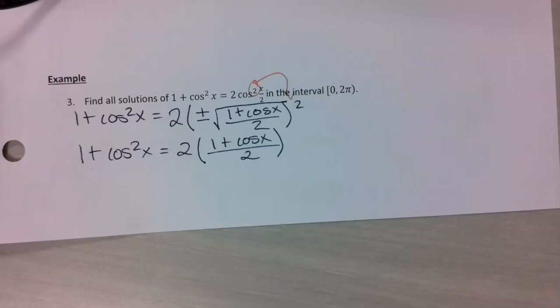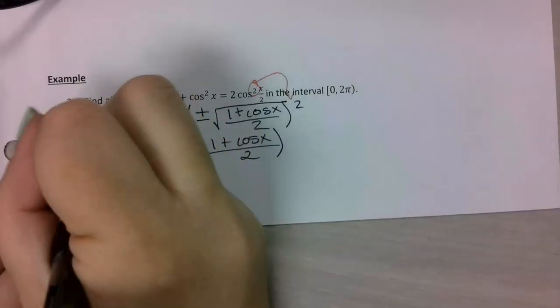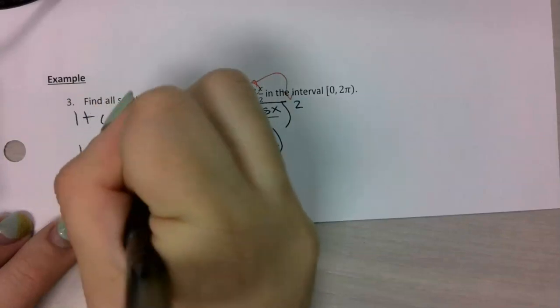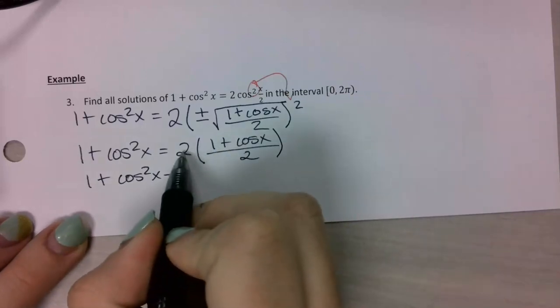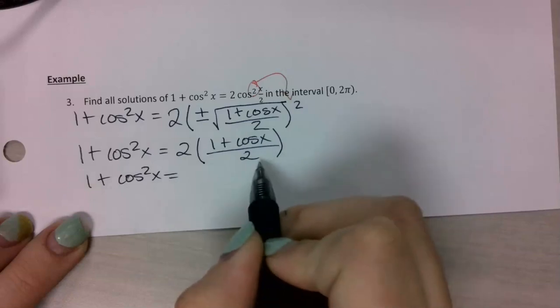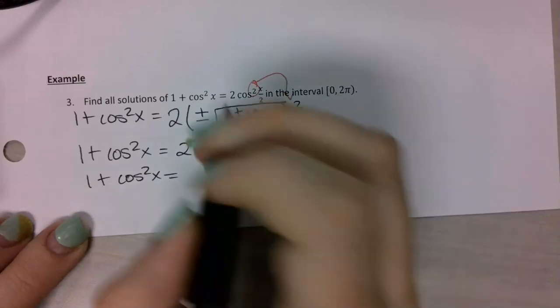Okay. Then what do you guys want me to do next? Well, how do I solve? Okay, so when I distribute the 2, what happens? So actually I have a 2 that I'm multiplying by and a 2 that I'm dividing by. They cancel out.